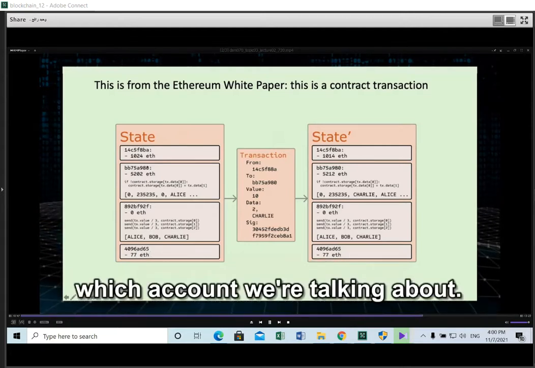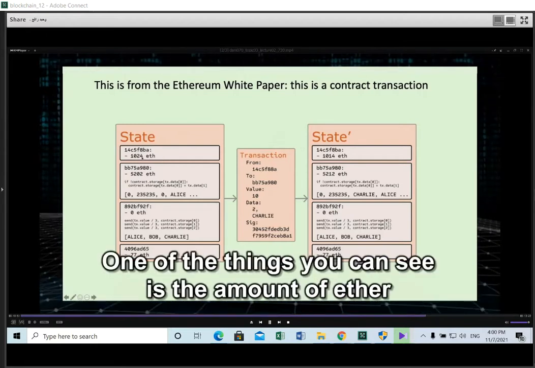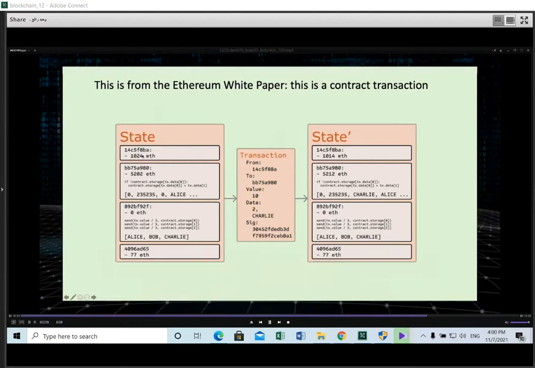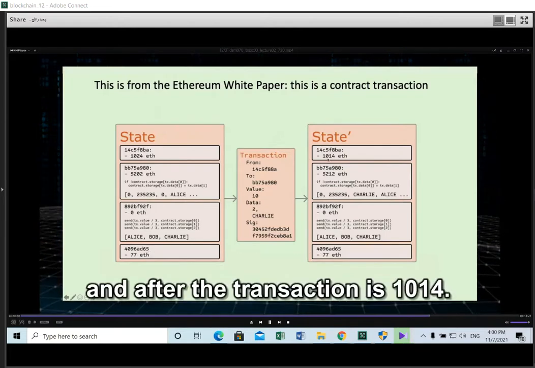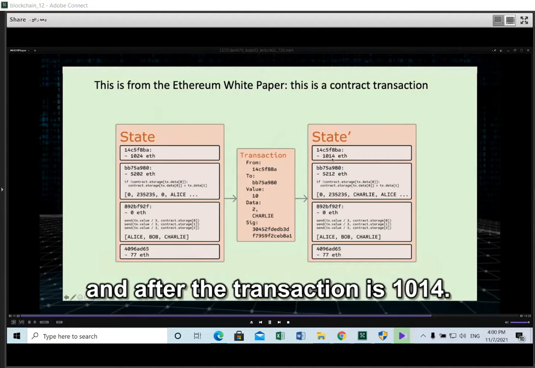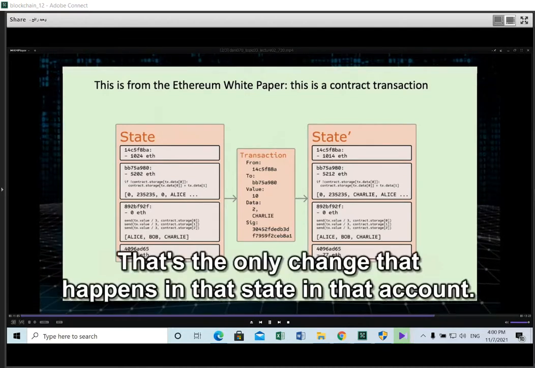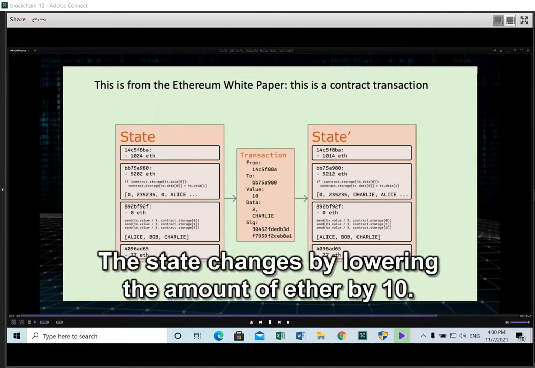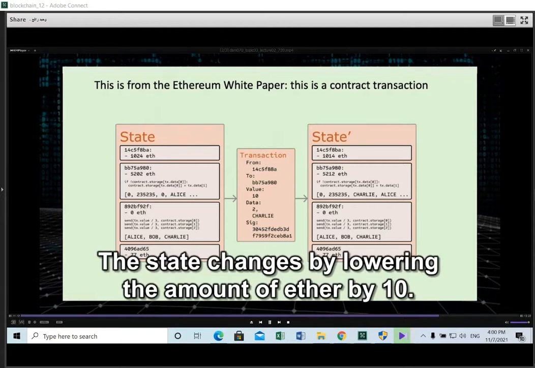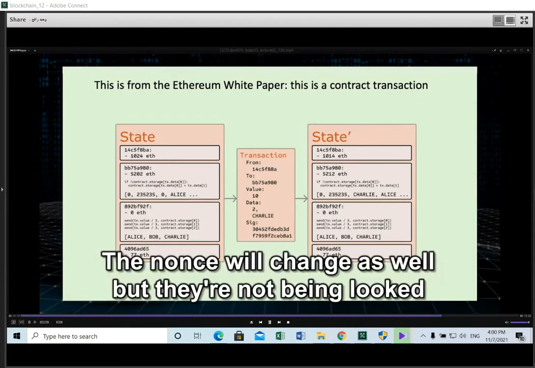Okay, so it moves 10, and one of the things you can see is the amount of ether in this account before the transaction is 1024 and after the transaction is 1014. So that's the only change that happens in that state, in that account. The state changes by lowering the amount of ether by 10. The nonce will change as well, but the nonce is not being looked at in this diagram.